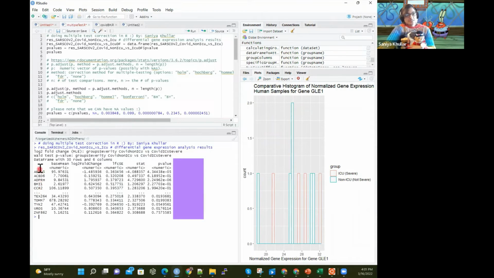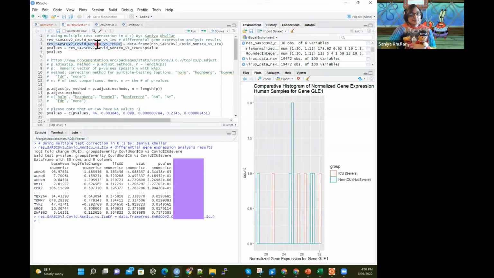So these are 30 genes here, like ABHD5, ACBD6, BMI1, CCR2, all of these, UROS. And I'll talk about these more in another video, but these are the Wald test p-values that we get from this kind of comparison. These are the p-values here in this set of results. So what I'm going to do is just turn it into a data frame. So I just do data.frame here. So it is now a data frame. It is 30 observations of 6 variables here.